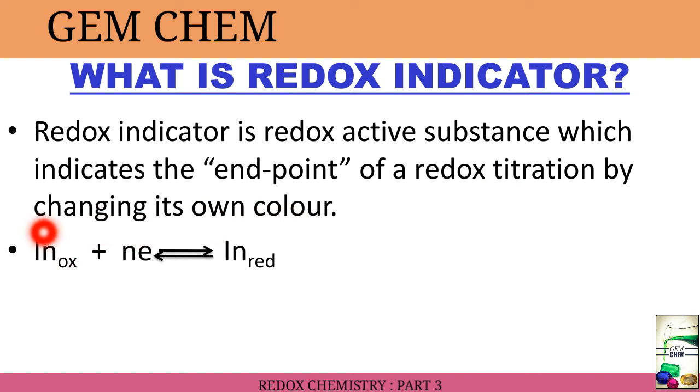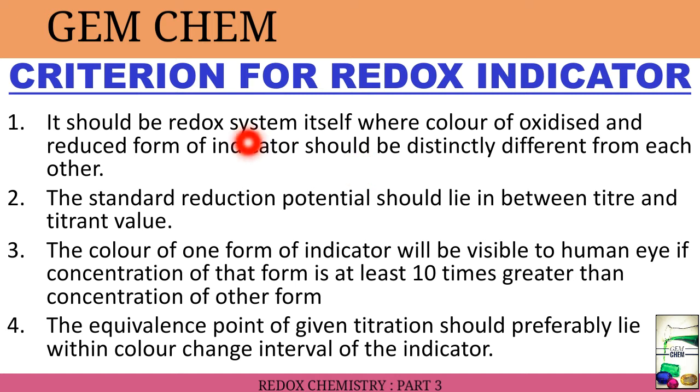Now if suppose this is an oxidized form, on taking up electrons, maybe some number of electrons, n, an integer, then it forms a reduced form, In red. Now what is the criteria for redox indicator? It should be a redox system itself, where the color of the oxidized and reduced form of the indicator should be distinctly different from each other, right? And the standard reduction potential should lie in between the titer and titrant values.